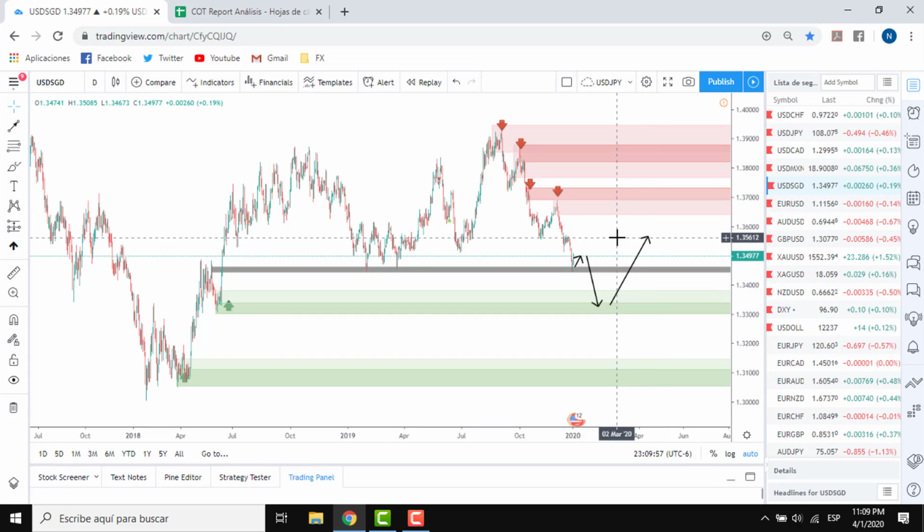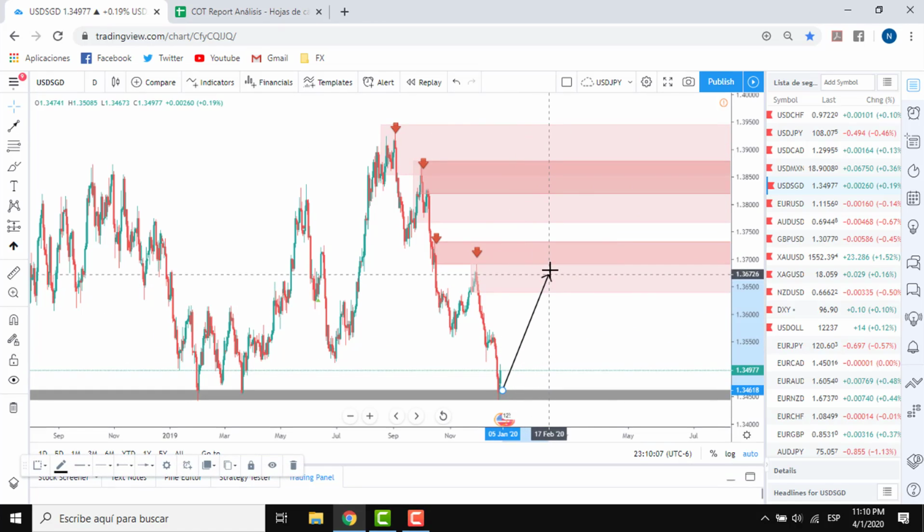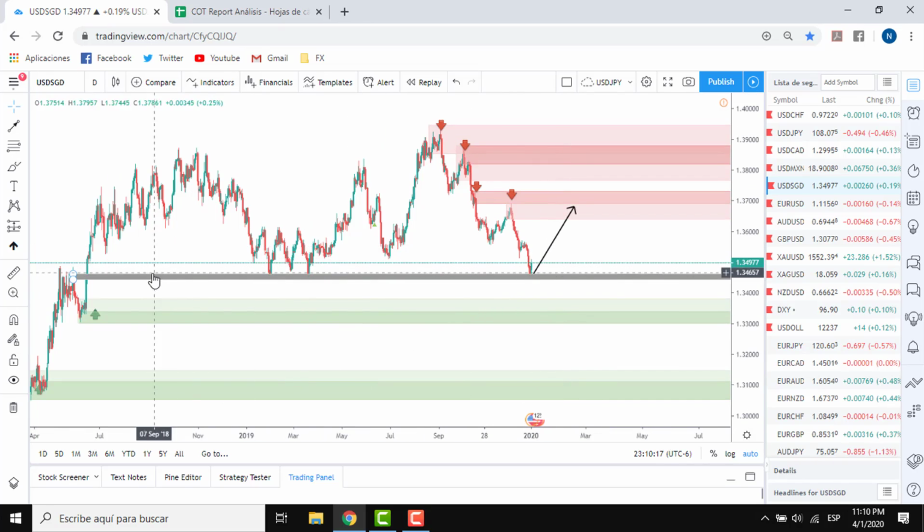Okay, so that's the analysis. This is the first scenario, but we also have another one. If price reverses from the support level, we have sell opportunities from this one. This is a weekly level and this is a daily supply zone. So if price reverses from the support, I will place my sell orders here, take profit here. So these are two scenarios we have on the dollar Singapore.